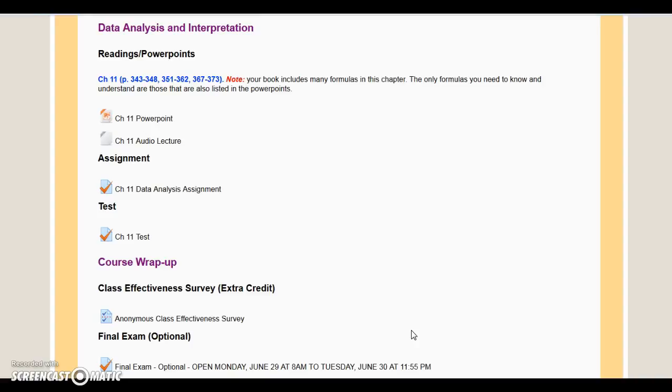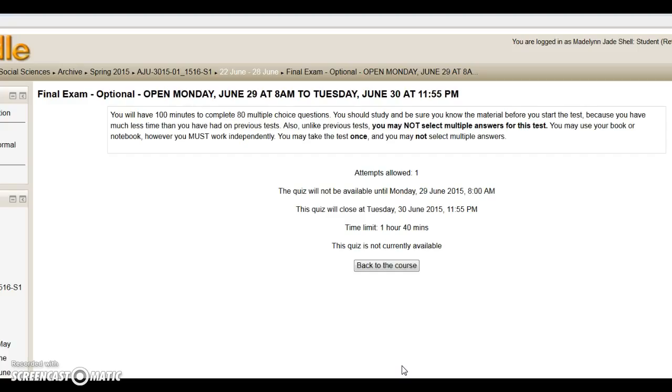Also, there's an optional final exam that will open next Monday at 8 a.m. and will close next Tuesday at 11:55 p.m. This test is going to be 80 multiple choice items and you'll have 100 minutes. But note that unlike other tests, you can't select multiple answers for each item. Also be aware that when the final exam opens on Monday morning, all of your other tests will no longer be visible. So if you want to study by reviewing your old tests, you should do that before Monday morning.